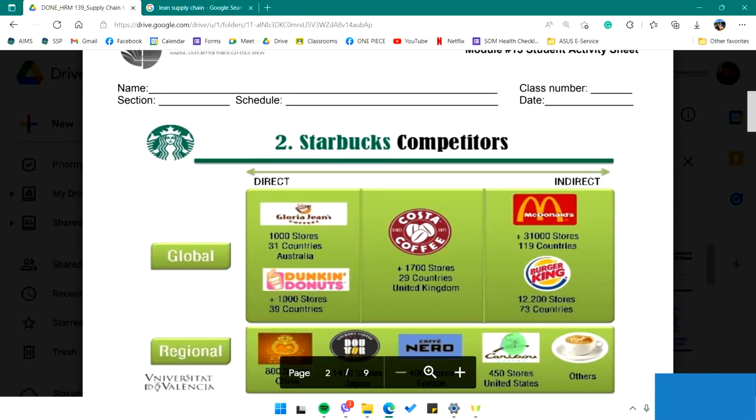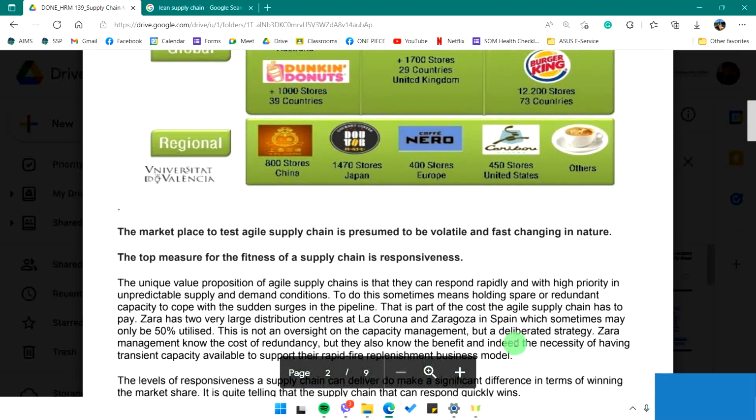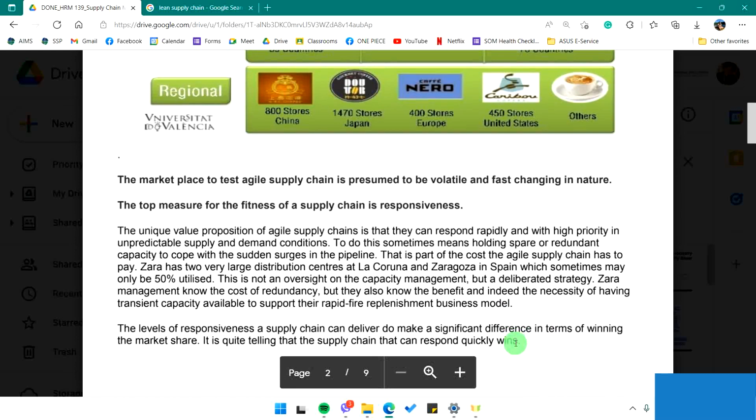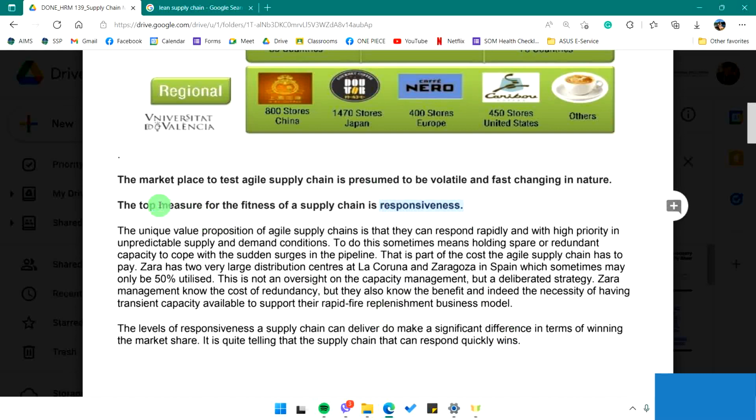And so, yun yung tinitingnan natin. Pag tayo ay more focused on the agile supply chain, we should always be responsive, no? Ito yung pinaka-important sa atin. The top measure for fitness of a supply chain is responsiveness. So, if mataas ang level of responsiveness natin sa isang specific na supply chain, then it means to say that we are adapting an agile supply chain style of business.